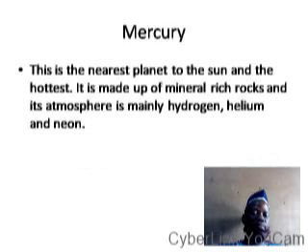Now looking at them one after the other. Mercury is the closest planet to the sun, and it is the hottest. It is made up of minerals that are embedded in rocks. So in Mercury we have rocks, and these rocks are rich in minerals. It also has its own atmosphere that contains hydrogen, helium, and neon. These are the gases that make up the atmosphere of Mercury.